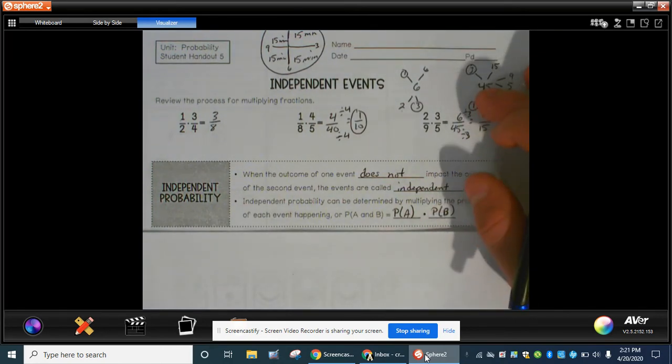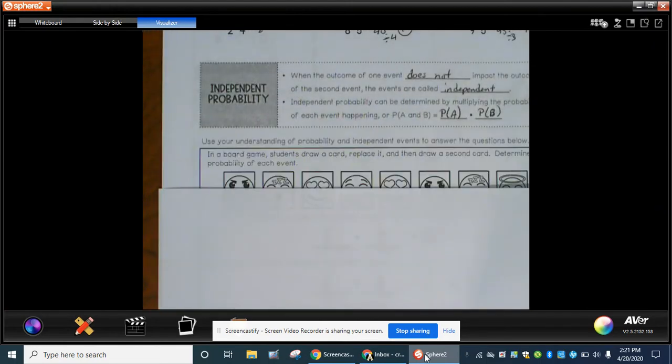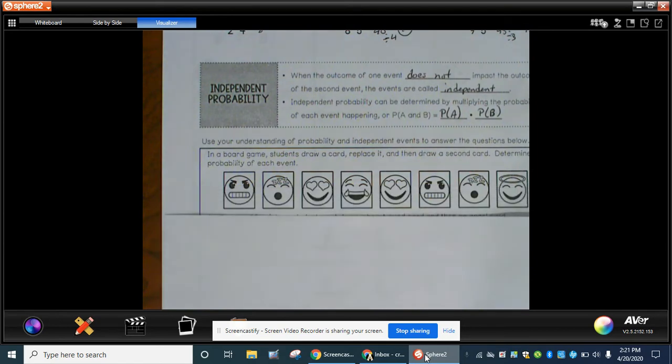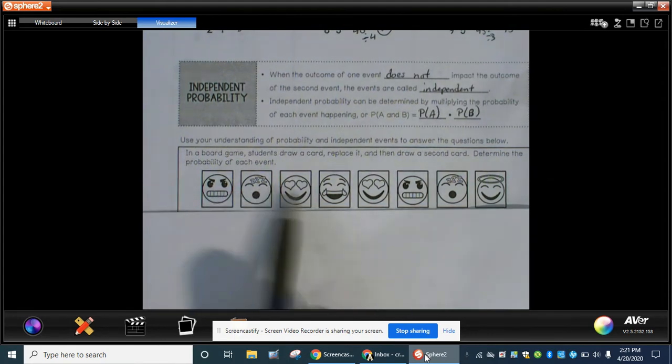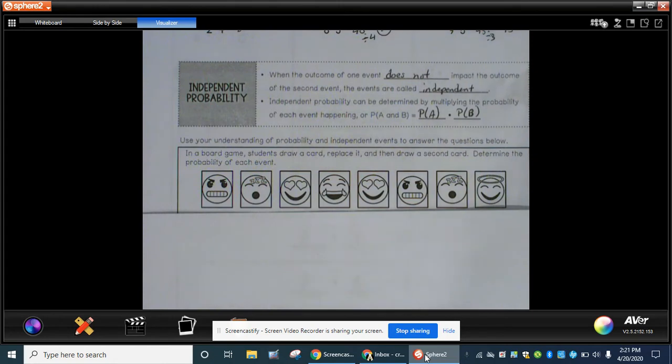We're going to look at 4 problems. We're going to look at a deck of cards. These cards have emoji faces on them. In a board game, students draw a card, replace it, and then draw a second card. So we have 1, 2, 3, 4, 5, 6, 7, 8 cards total, all of which have different emoji faces. We have an angry emoji, a sleepy emoji, a heart-eyed emoji, an angel emoji, and a laughing, crying, laughing face emoji.